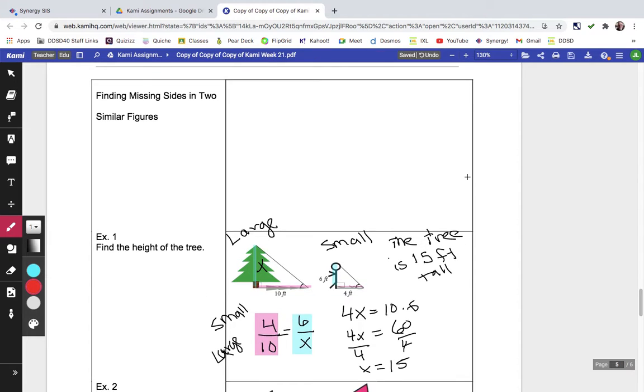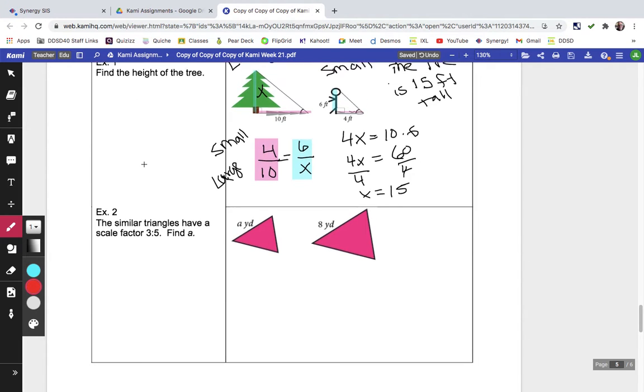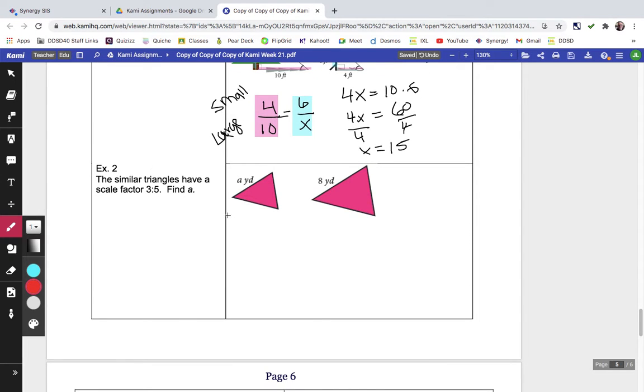Okay, page 5. Here is the answer to the height of the tree. And find the similar triangles have a scale factor of 3 to 5. So I could literally just do 3 and 5 like that, and if I wanted to set it up that way. So I just took that, this is small and this is large. So 3 over 5, those correspond, equals a over 8.